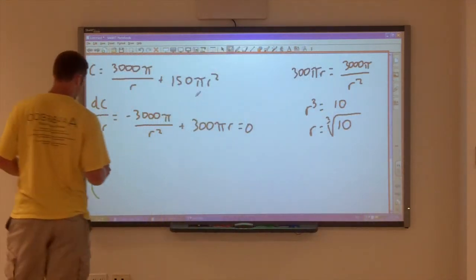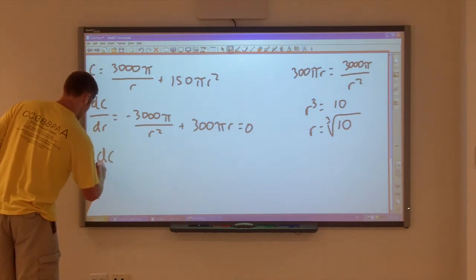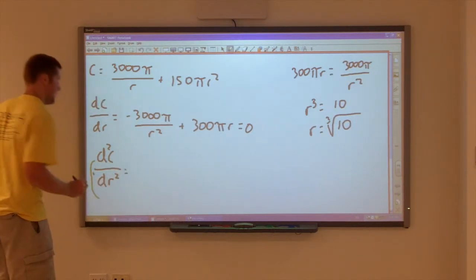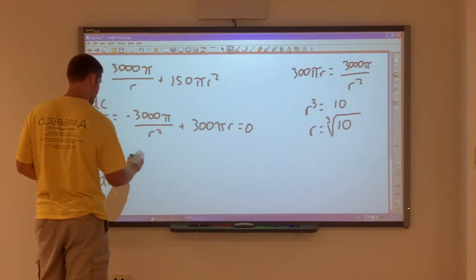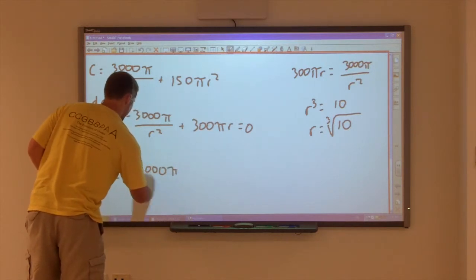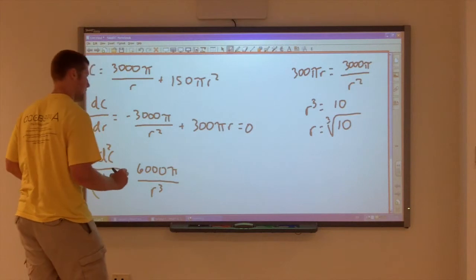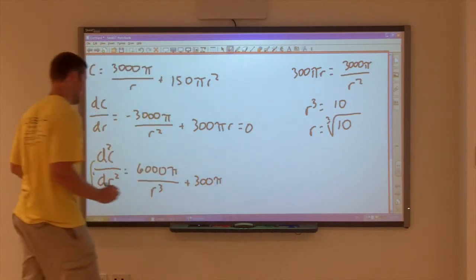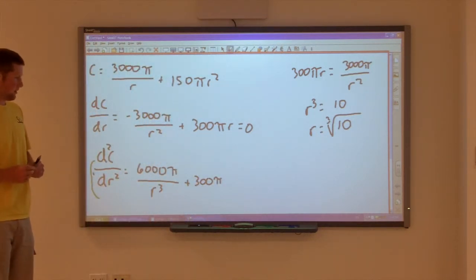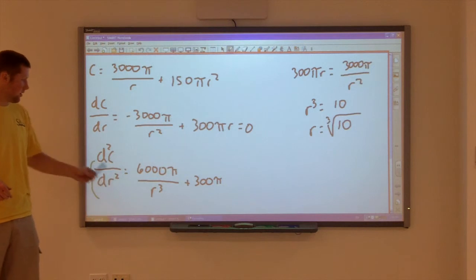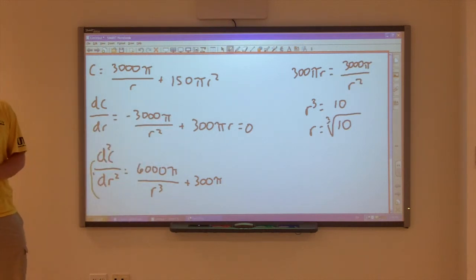So, this is our first derivative, then our second derivative is going to be 6,000 pi over r cubed plus 300 pi, and given that our r is cube root of 10, that's a positive number. If we plug a positive number into here, our second derivative will be positive. That would mean our cost function would be concave up at that point, and that would give us a minimum cost.